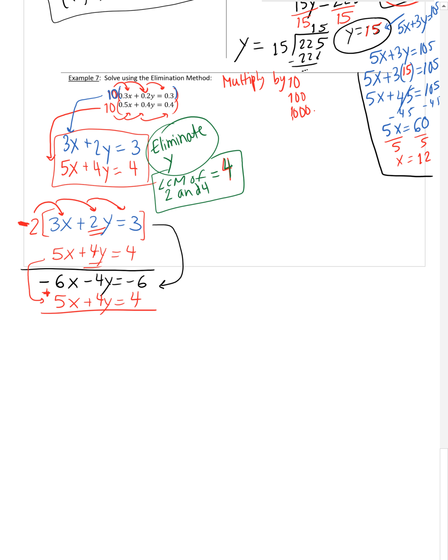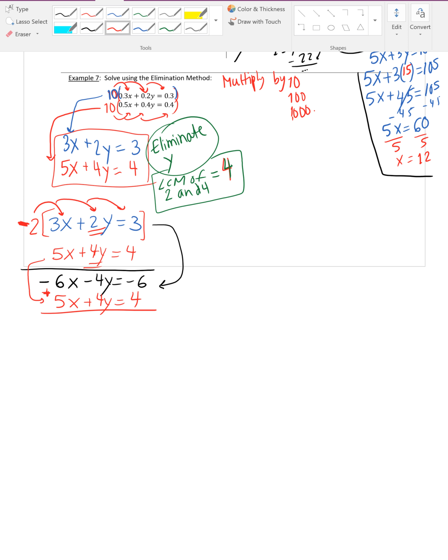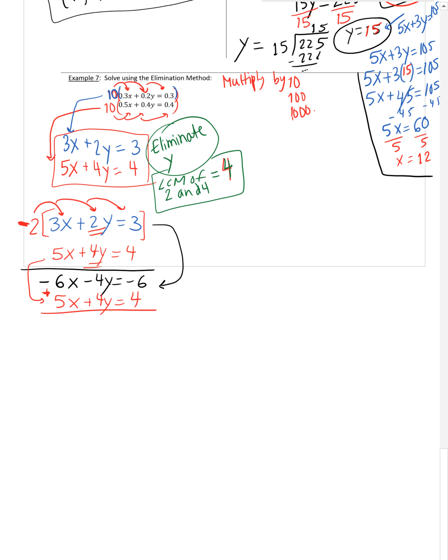And now I'm going to add these guys together and see what I get. So I've got here a negative 6x and a 5x make negative x. Or you could write negative 1x if you want. The negative 4y and the 4y cancel, that's 0. So no need to even write anything. On the other side, negative 6 and 4 make negative 2.